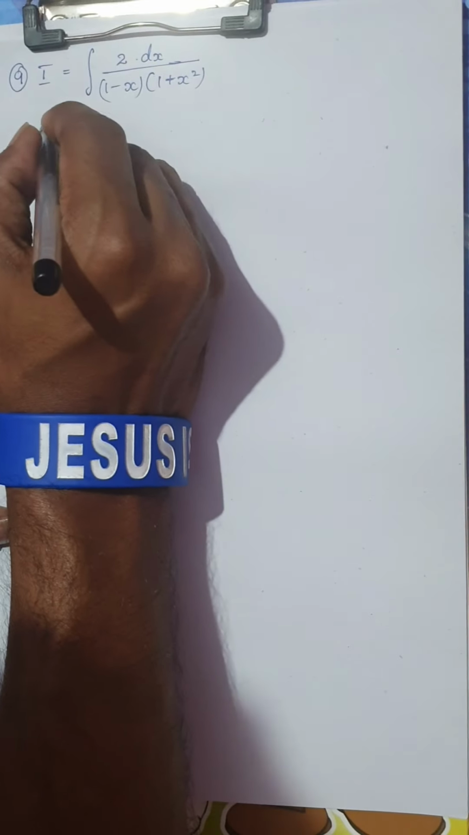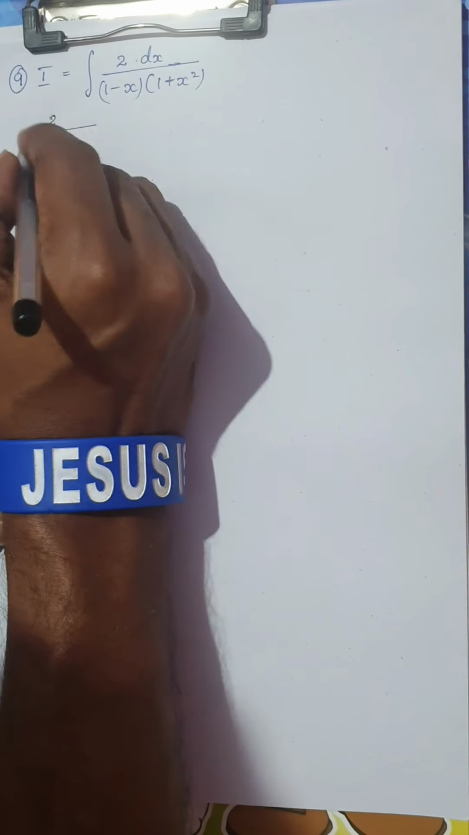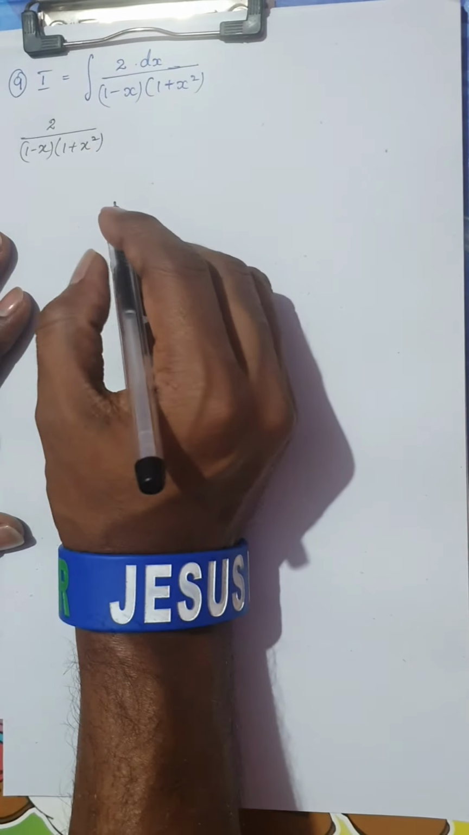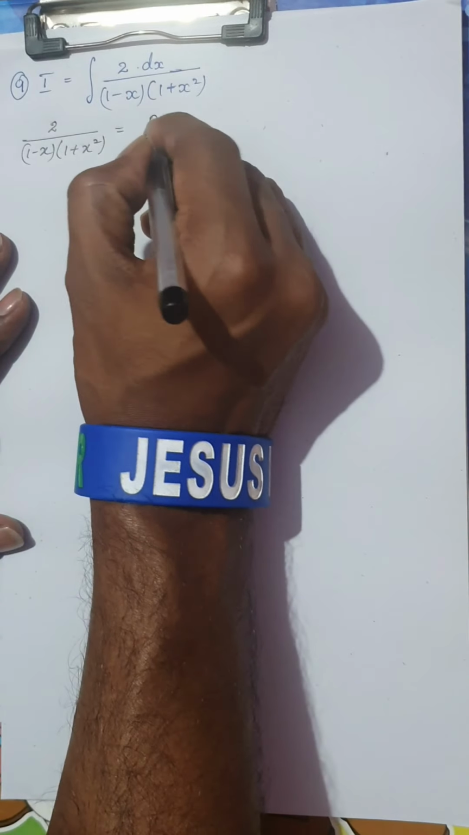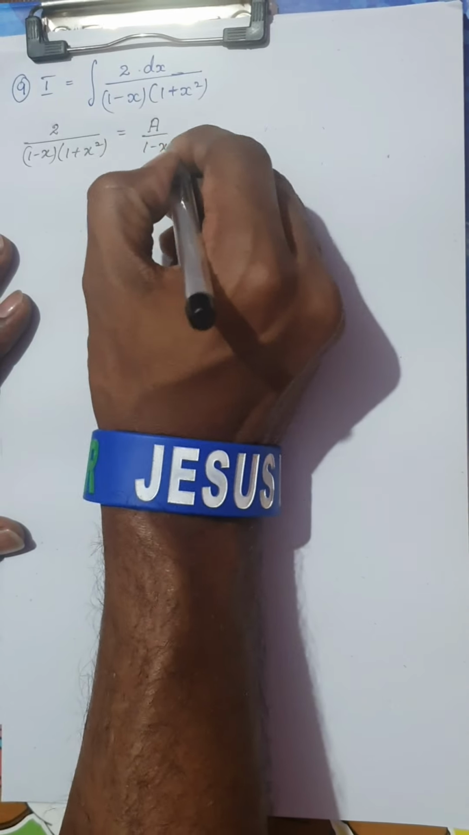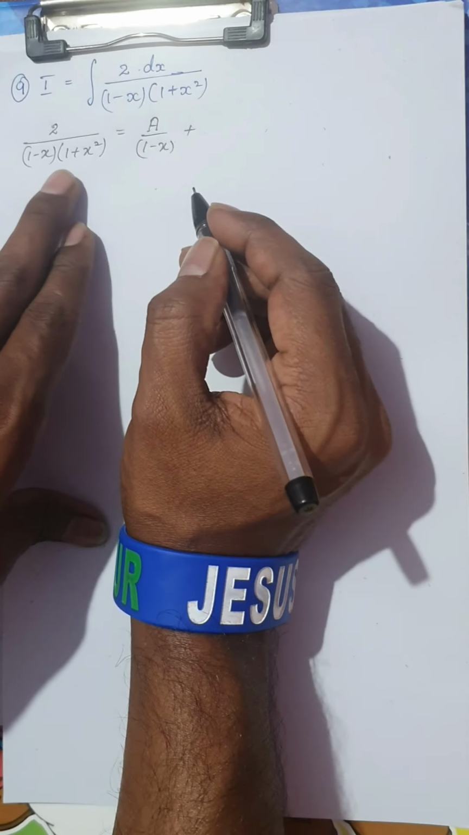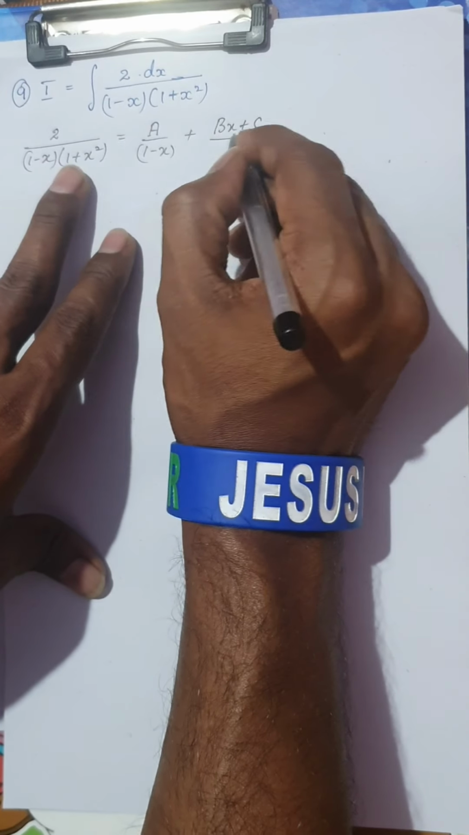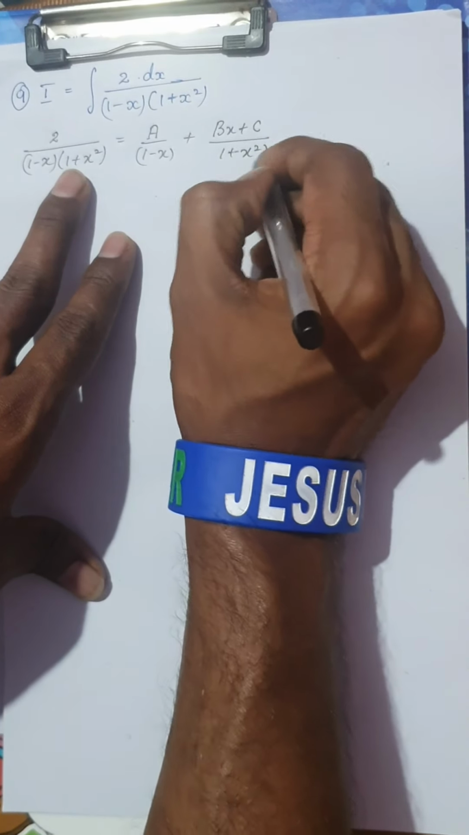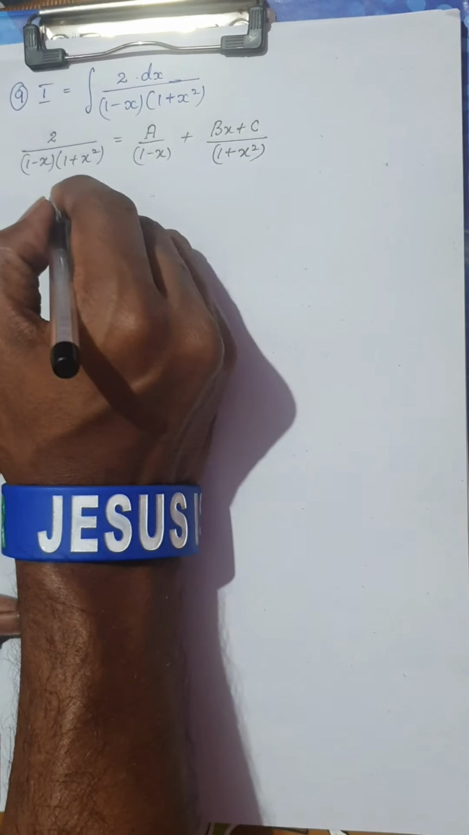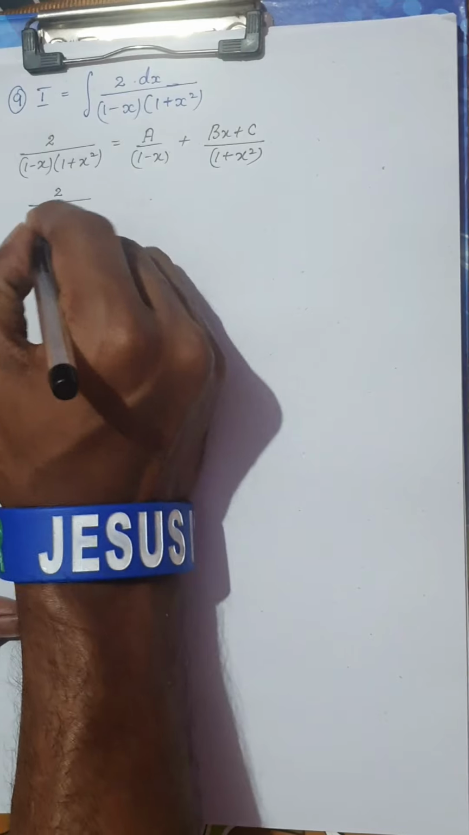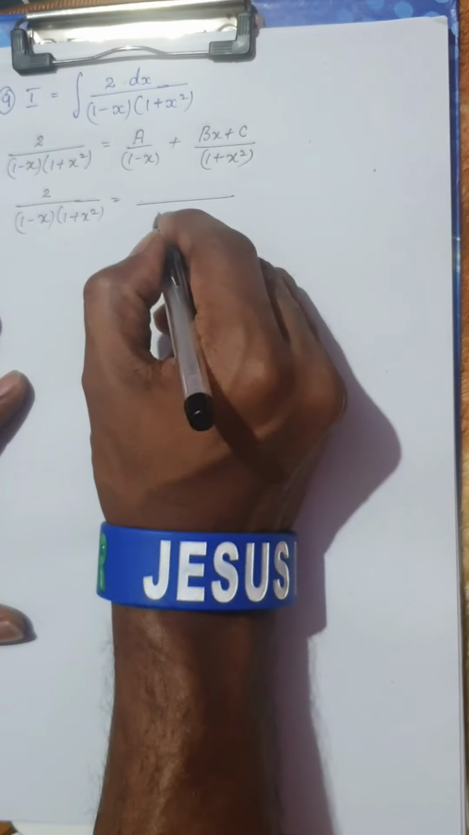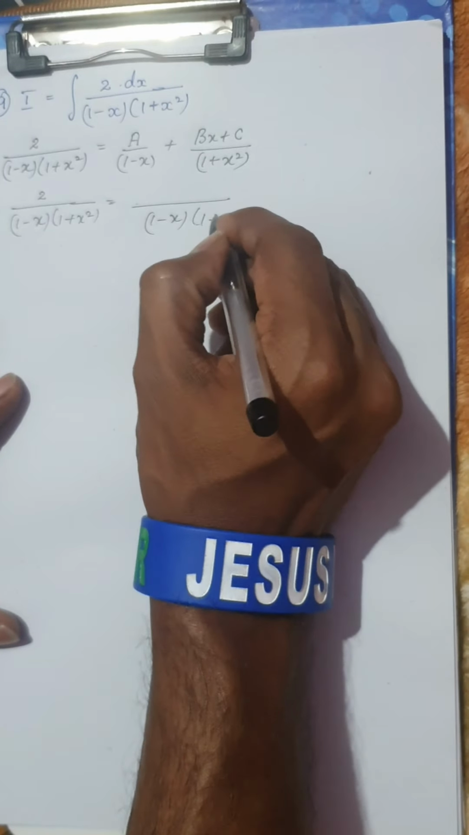So now consider 2 divided by 1 minus x into 1 plus x square. This can be treated, as I told you, as a divided by 1 minus x. Now because 1 plus x square is quadratic, I have to take bx plus c divided by 1 plus x square. So if you take the LCM, you will get 2 divided by 1 minus x into 1 plus x square.